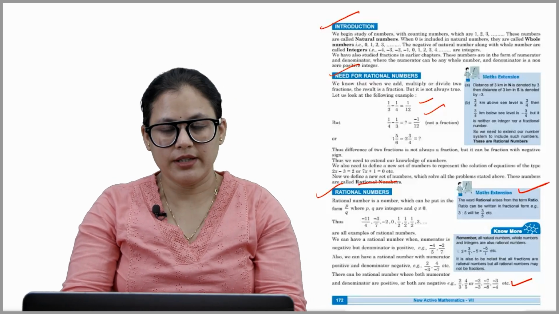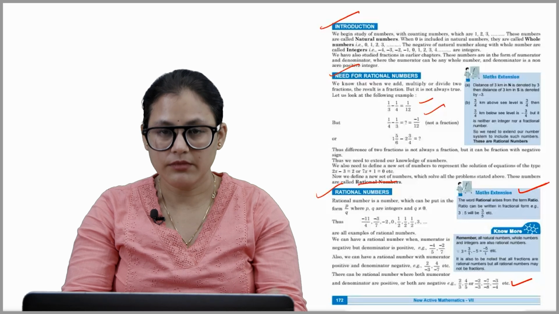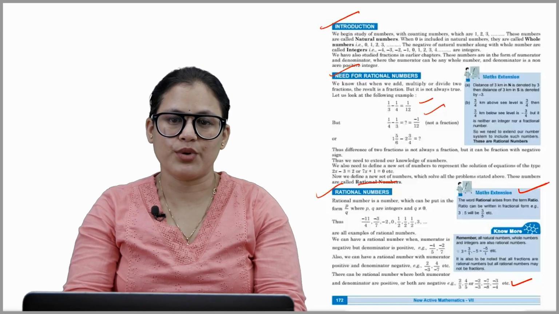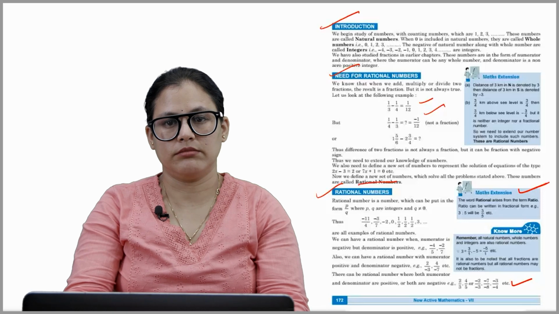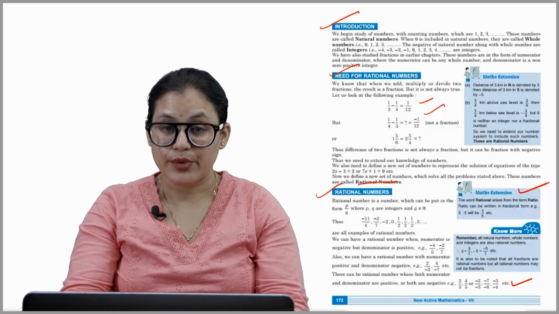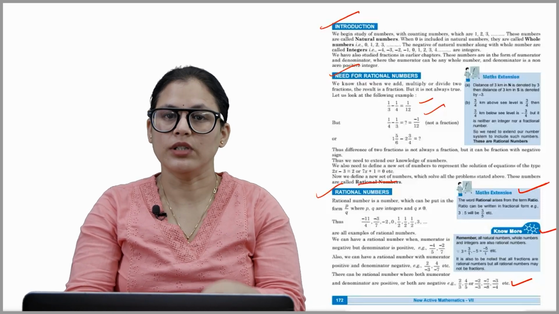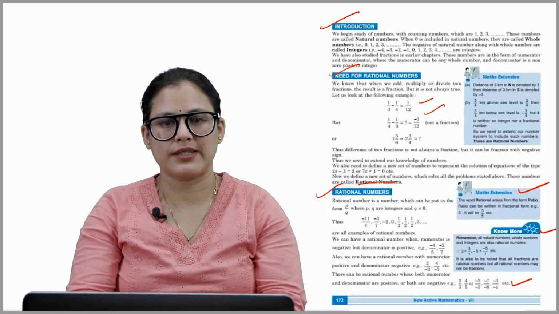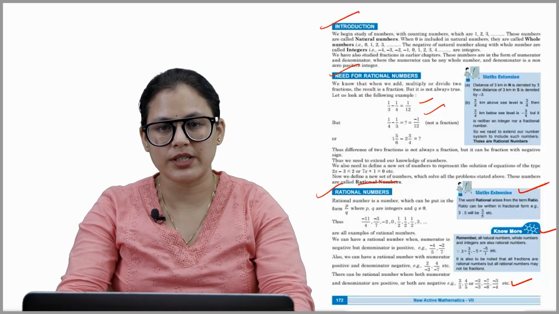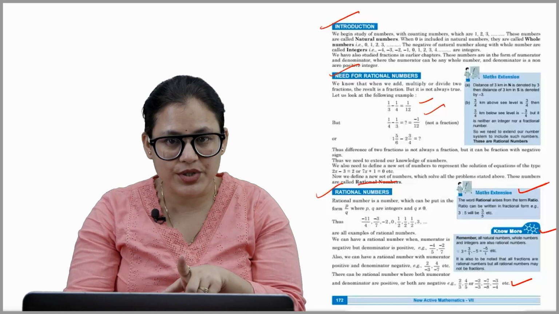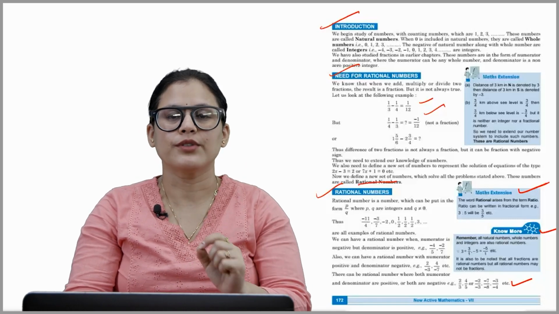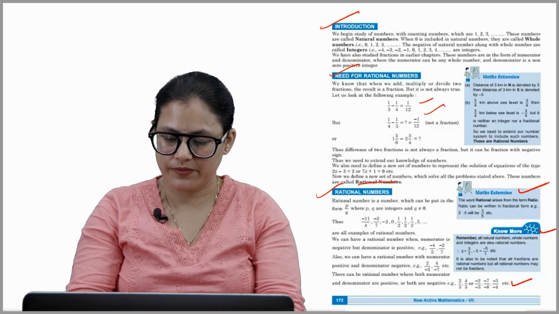Maths extension. The word fraction arises from the term ratio. Ratio can be written in fractional form, right? As you know, 3:5 will be 3 by 5. And remember, all natural numbers, whole numbers and integers are also rational numbers. It is also to be noted that all fractions are rational numbers, but all rational numbers may not be fractions.